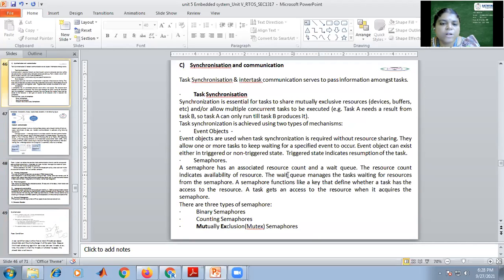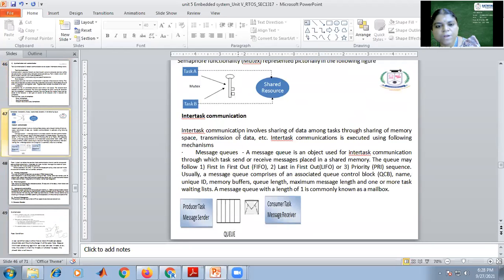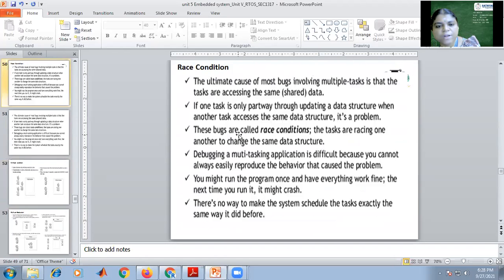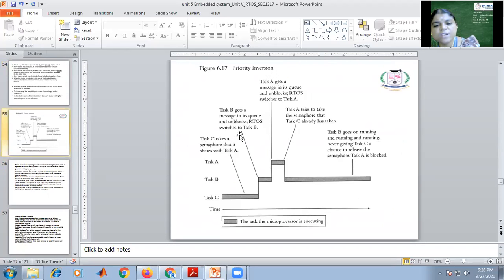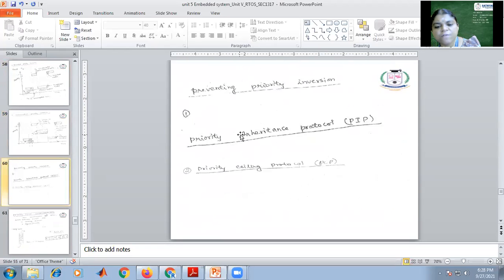So next class, we will look into synchronization, intertask communication, and other important left out topics, that is race condition and priority inversion, and finally the semaphores. So with that, we will be completing our unit 5.